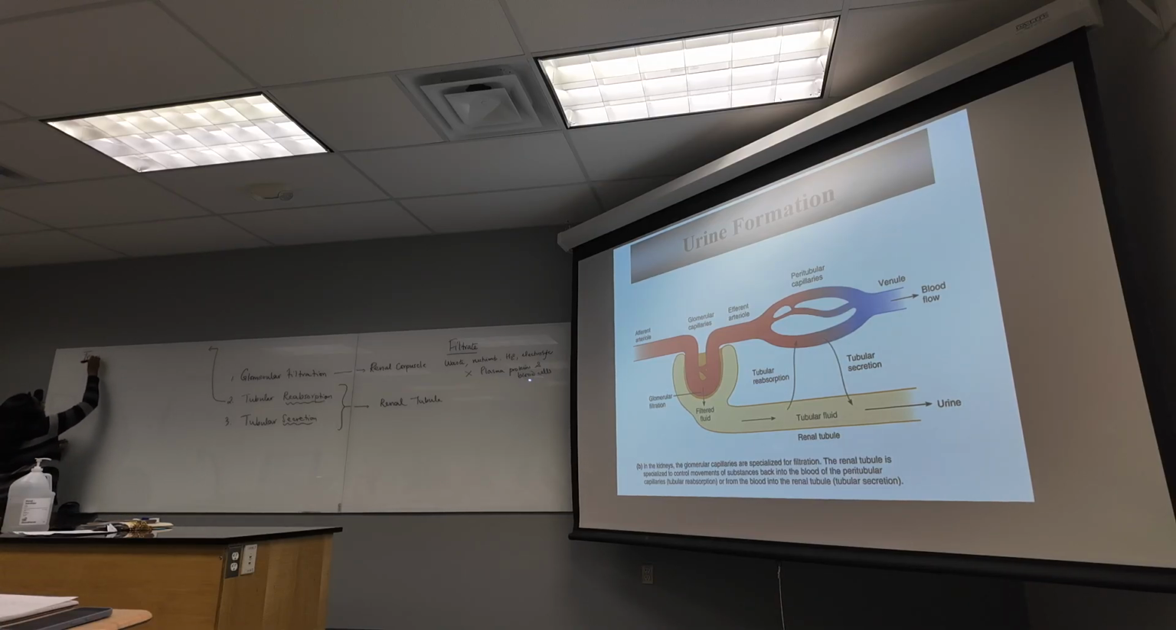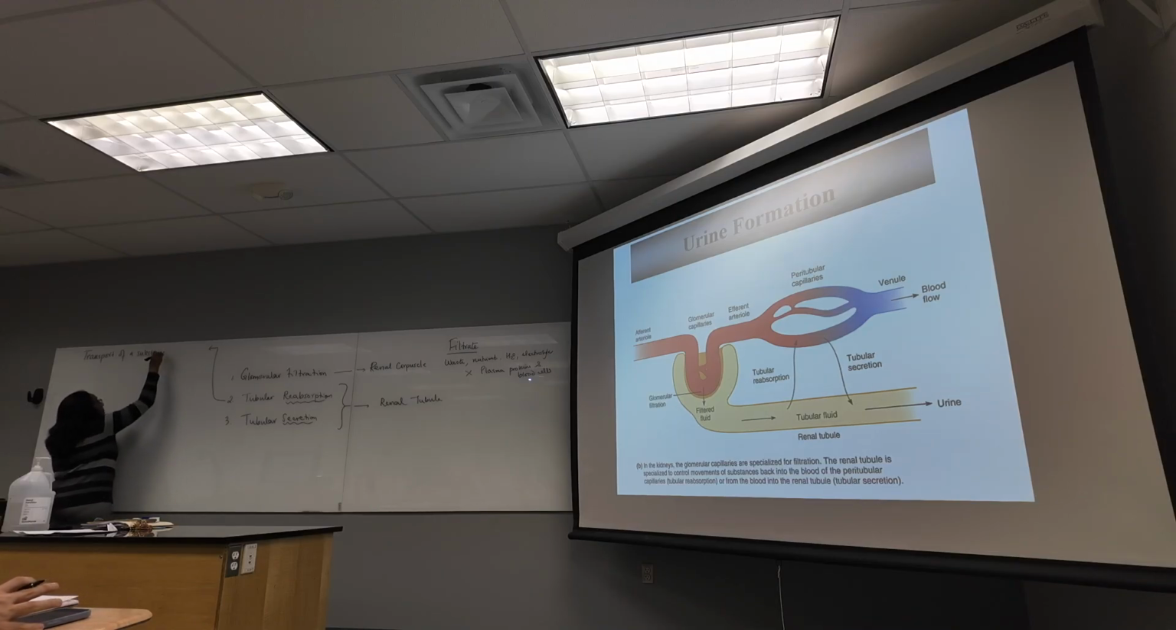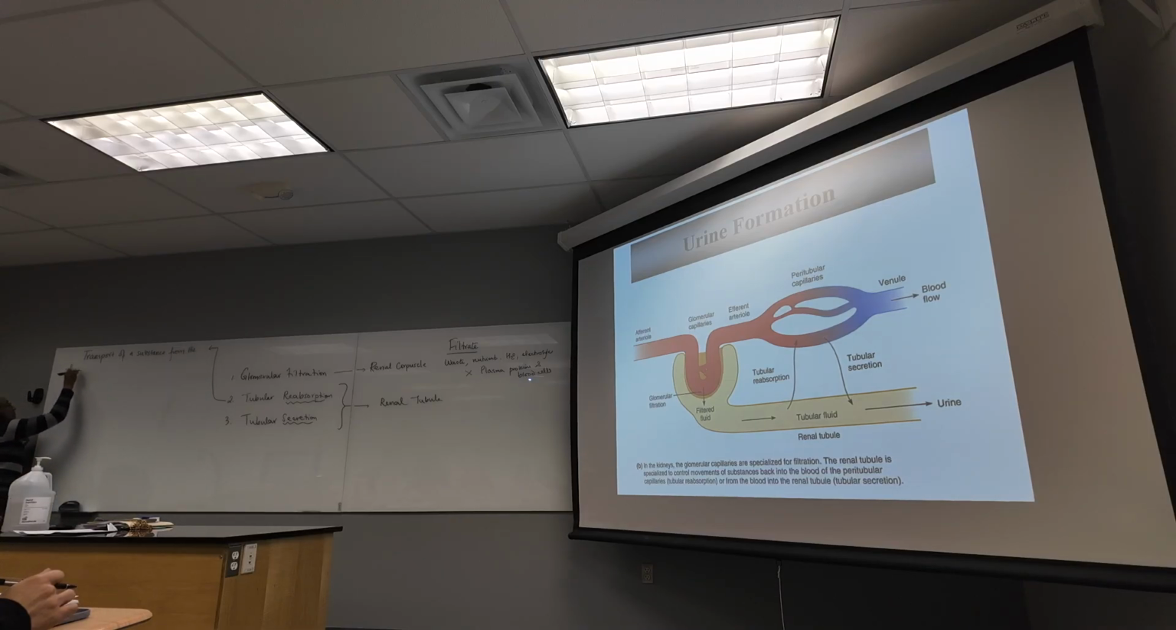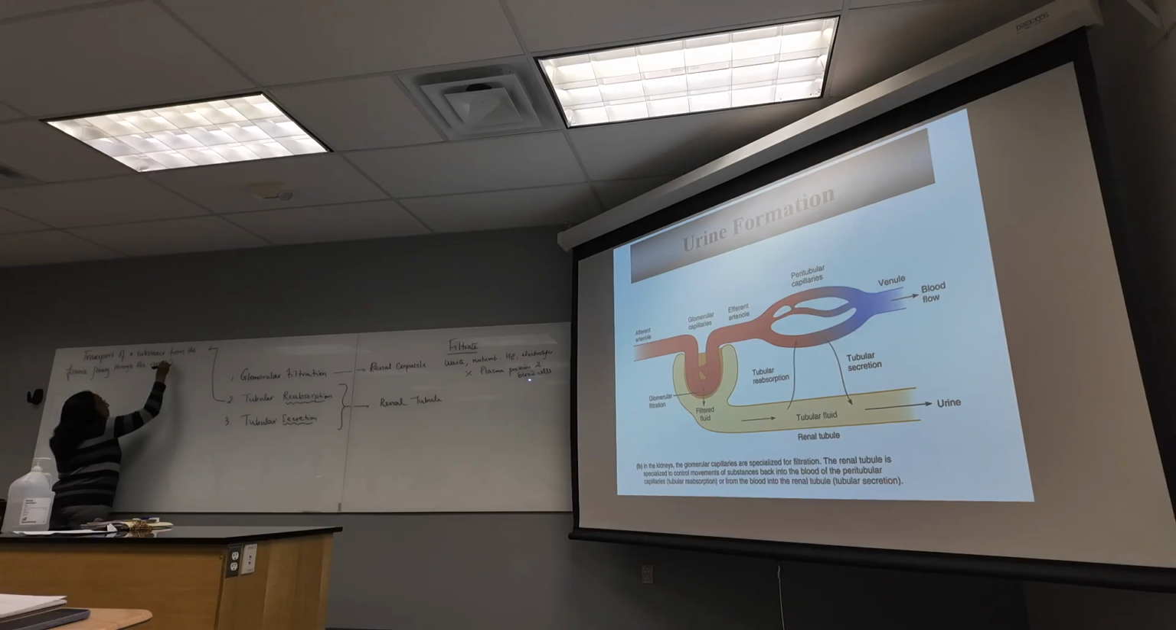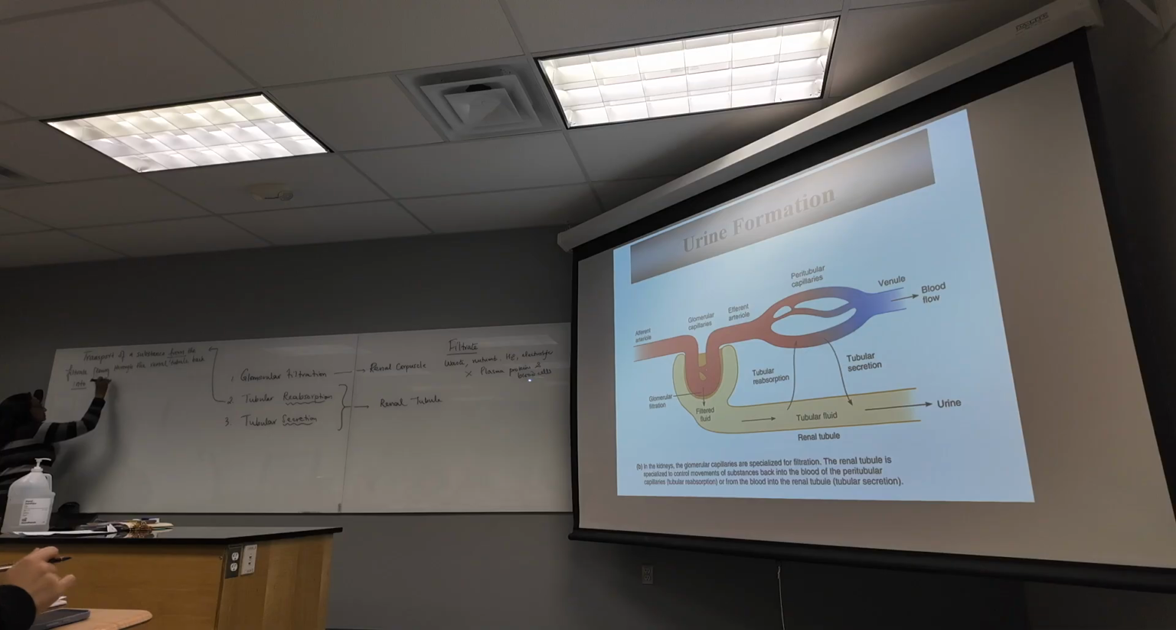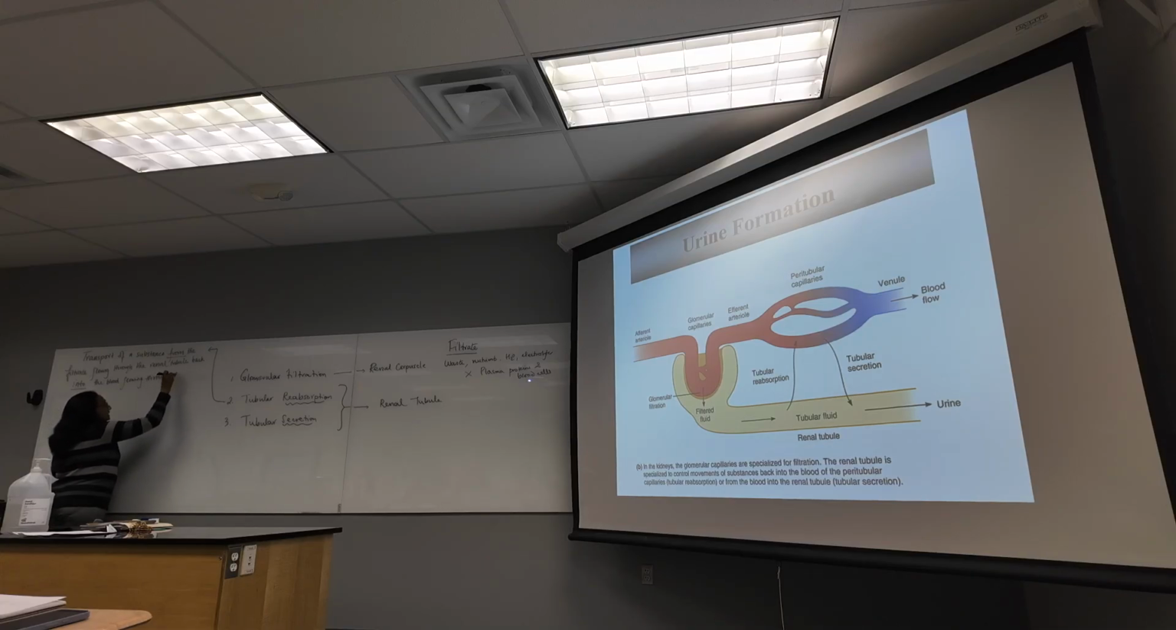transport of a substance from the filtrate flowing through the renal tubule back into, so it is transport from and into the blood flowing through the peritubular capillaries. So this is kind of like a detailed explanation.